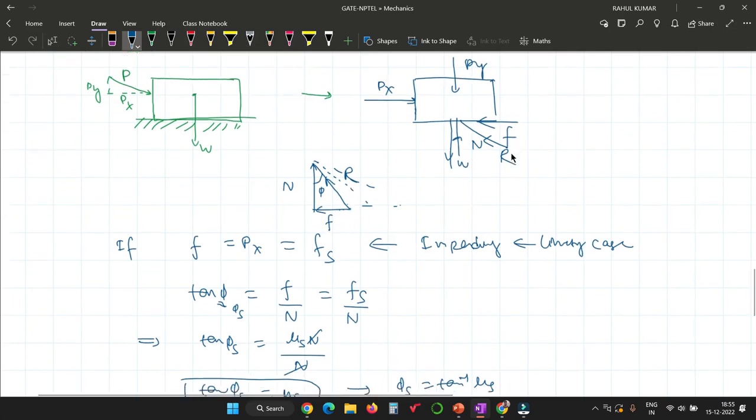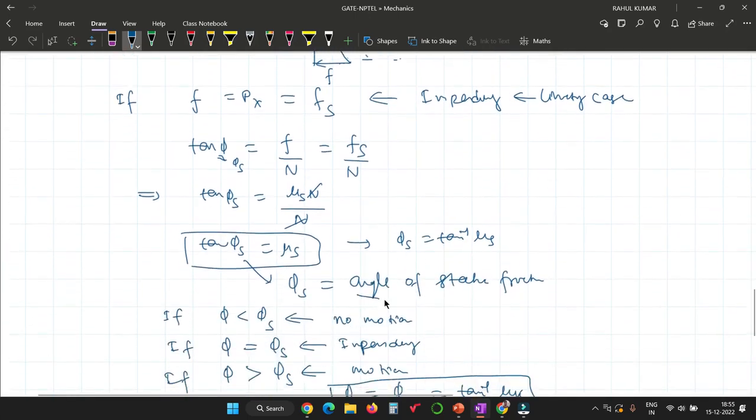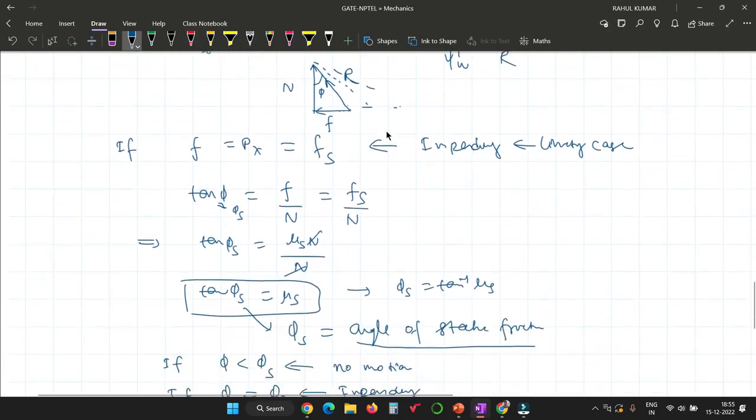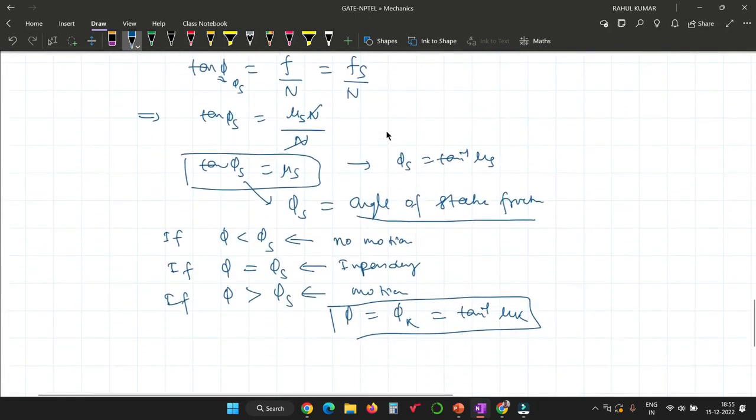There will be a limiting case where F is exactly equal to Fm, and that limiting case is called what? Angle of static friction. And when you increase the amount of force further, then what will happen? The block will start moving, and in that situation the magnitude of friction will reduce by some amount, and after that the friction will be equal to kinetic friction. And in that situation phi will be exactly equal to mu k. And after that, there will be no change in phi. After that the angle of friction will become constant.